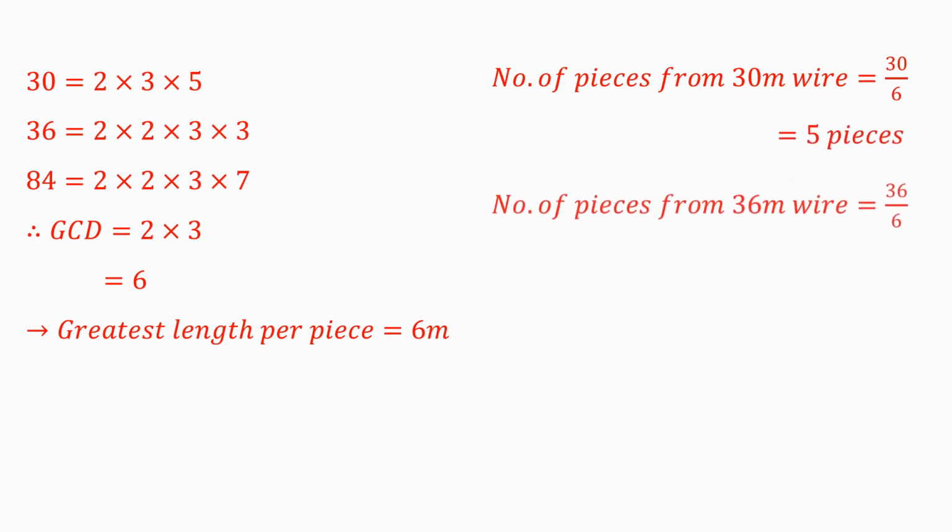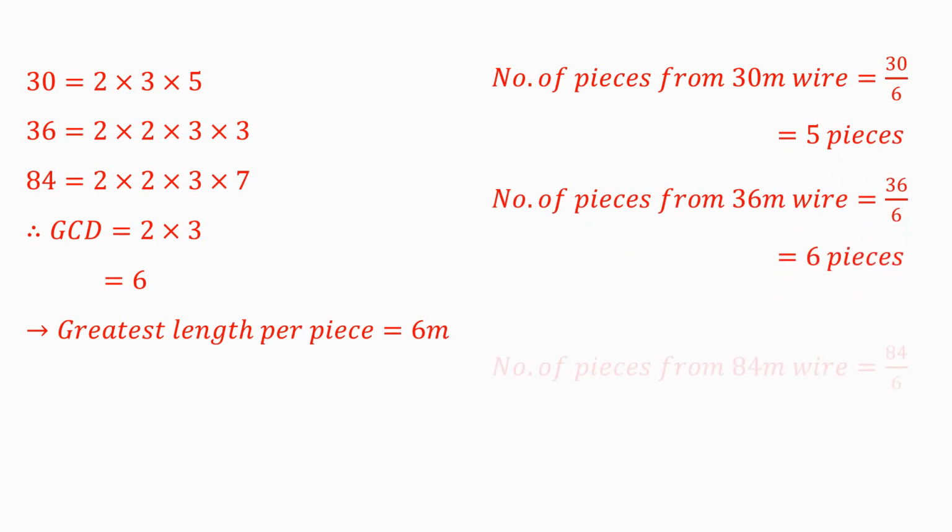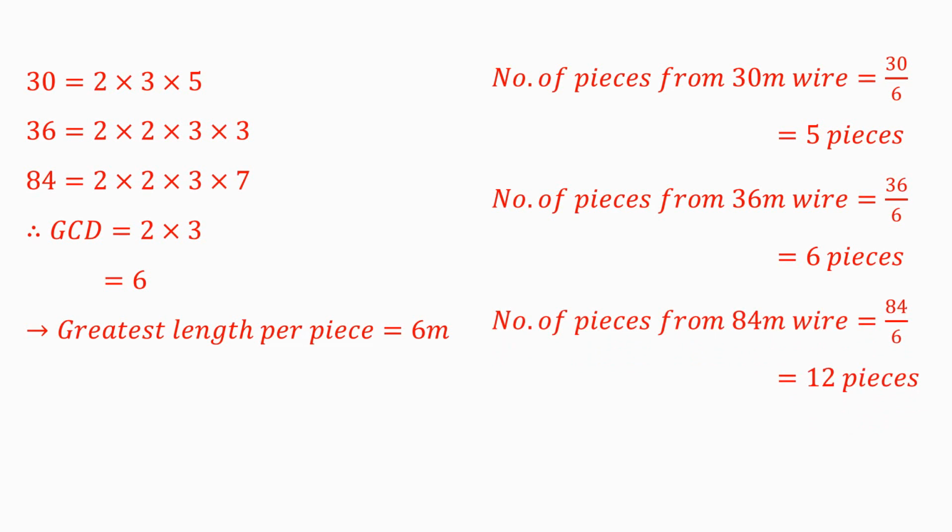Then we have from the 36 meter wire, 36 divided by 6, which is equal to 6 pieces. And from the 84 meter wire, we have 84 divided by 6, which is 12 pieces. And so the least number of pieces obtained from the 3 wires are 5 plus 6 plus 12, which is equal to 23 pieces. So that was the least number of pieces that could be obtained from the 3 wires if each wire was of equal length.